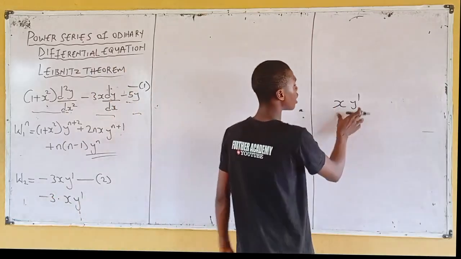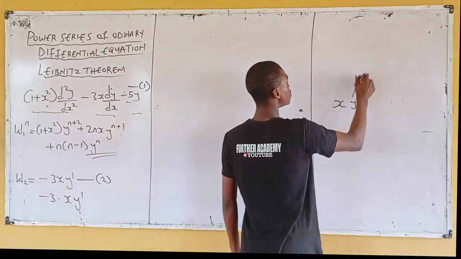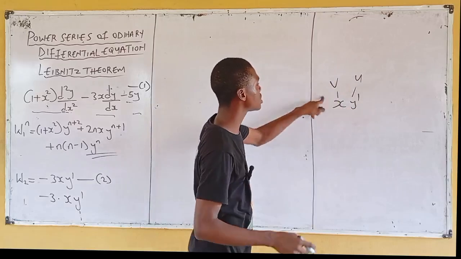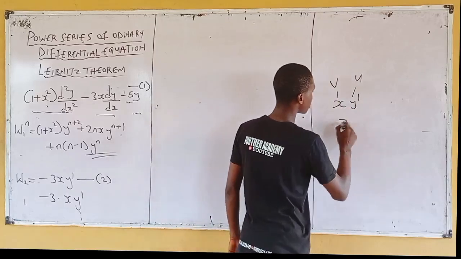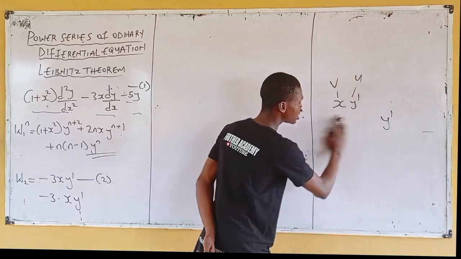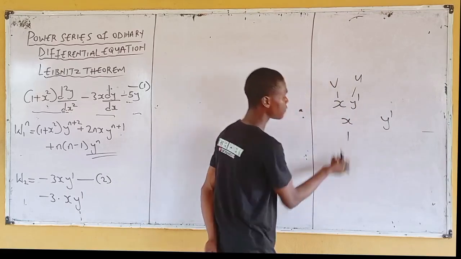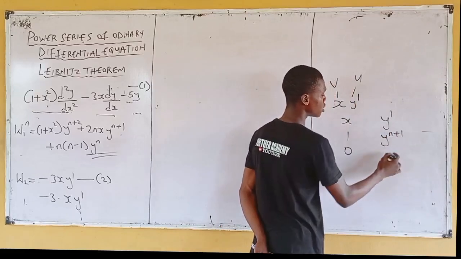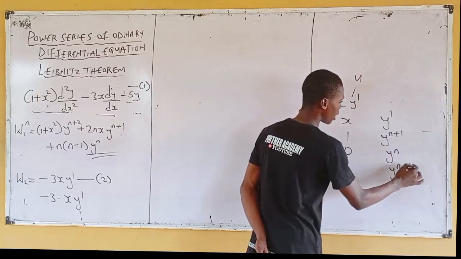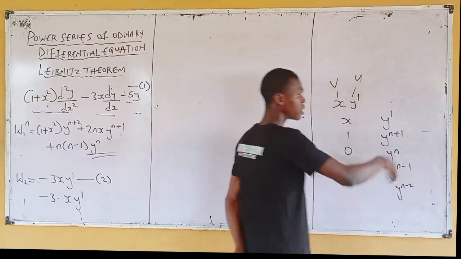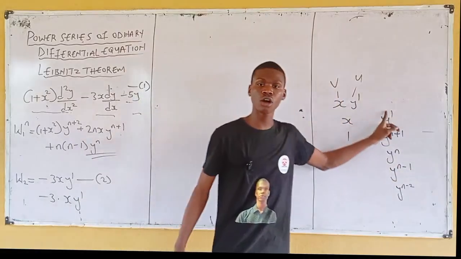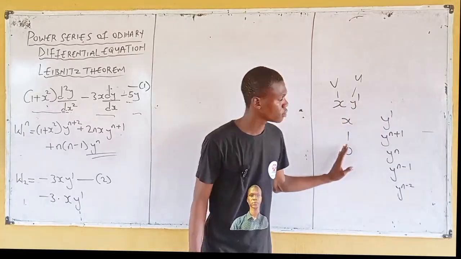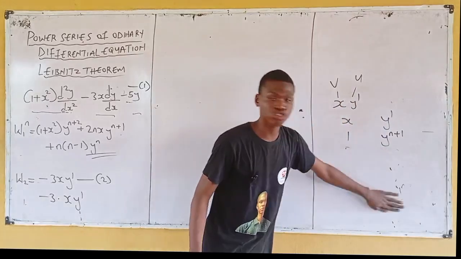So given this function, this is my u and this is my v. How do I know? Say this is x, and say this is y prime. By the time you differentiate x the first time, you have 1. Differentiate again, you have 0. Let's differentiate y prime: I'm having y raised to the power of n plus 1, then y raised to the power of n, then y raised to the power of n minus 1, meaning it keeps following that pattern. So this is the recurrent derivative; take it as u, and take the other one as v. Also take note that I'm going to stop at the second derivative.